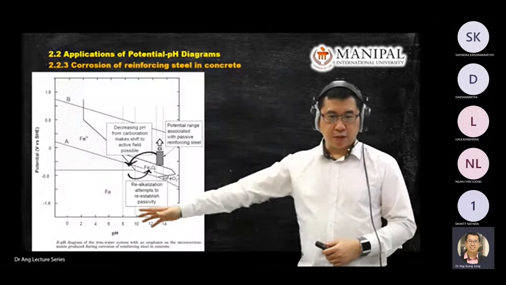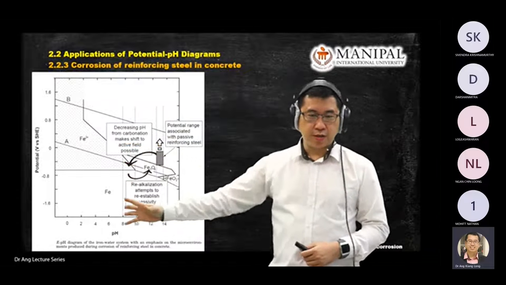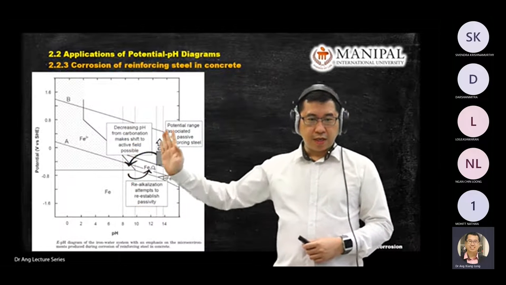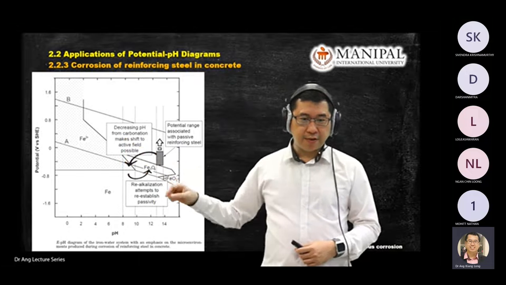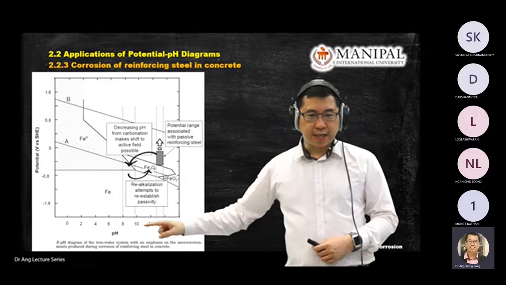So we go back to the pH diagram that I showed you just now. Again, potential on the left, pH on the x-axis.